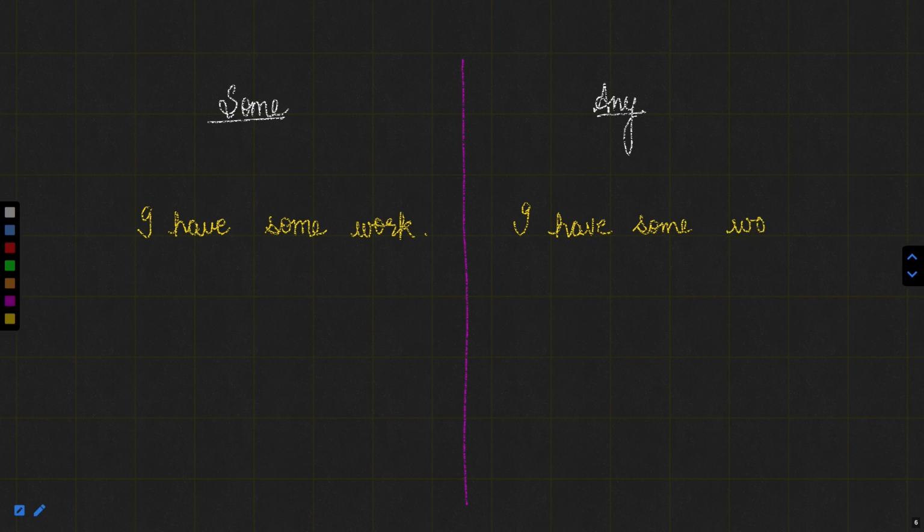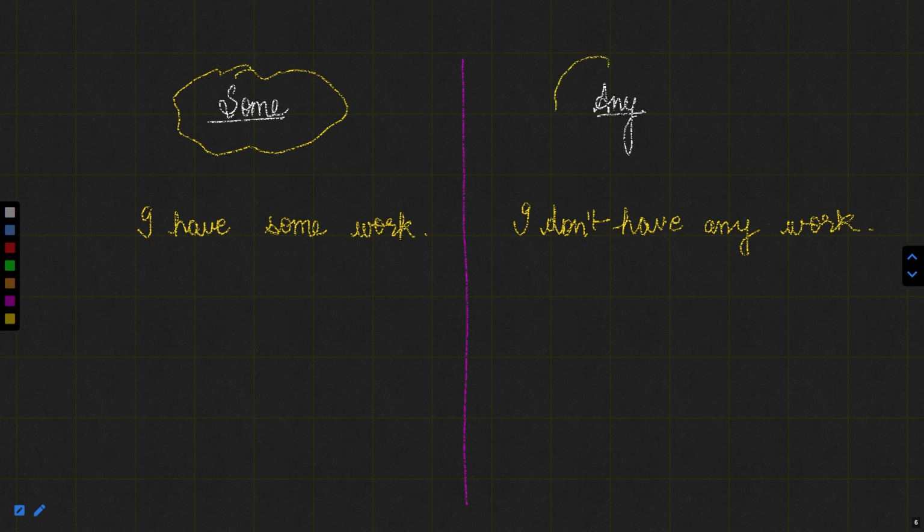Suppose I write, I don't have, which means do not have. I don't have any work. Of course, I will say any work. I cannot say I don't have some work. So I can say I don't have any work. This will be the correct sentence. But I cannot say I don't have some work. That will be inappropriate. Well, this is actually the use of some and any in context of affirmative and negative sentences.